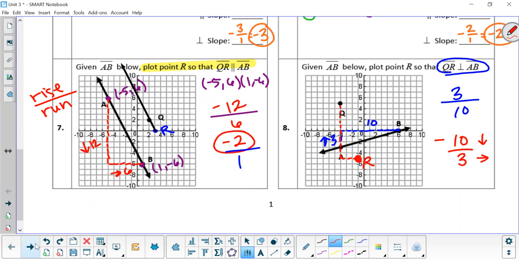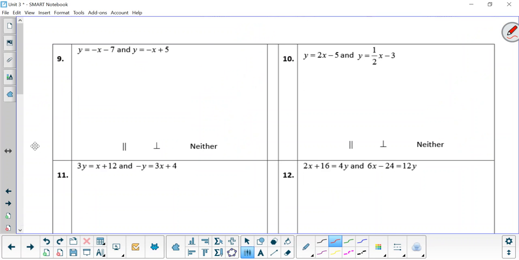Okay, let's flip the page. Again, pause when you need to, but we're going to flip the page. And now we have to talk about, given two lines, or two graphs, or two sets of slopes, are they parallel, two lines, perpendicular, upside down T, or neither?